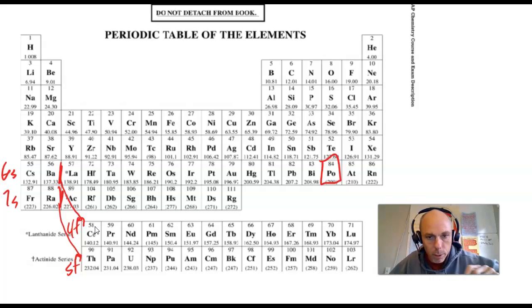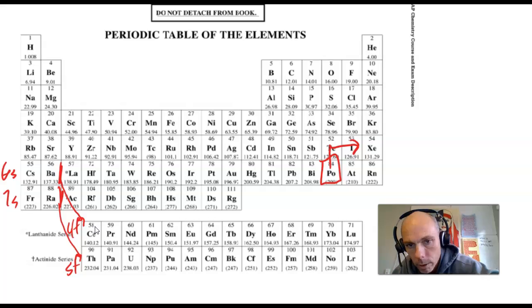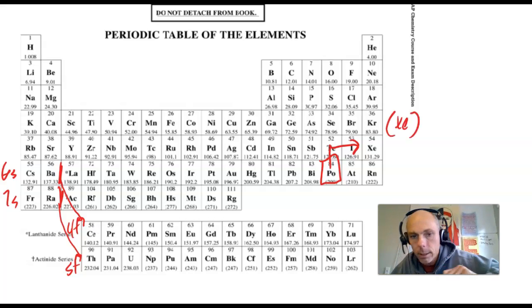Okay, so we'll do this for polonium. We go up a row, we go over, and we bracket xenon. By bracketing xenon, we are saying polonium has all of xenon's 54 electrons exactly where we'd expect them to be: 1s2, 2s2, 2p6, and so on and so forth. So we pick up where xenon leaves off after the 54th electron.